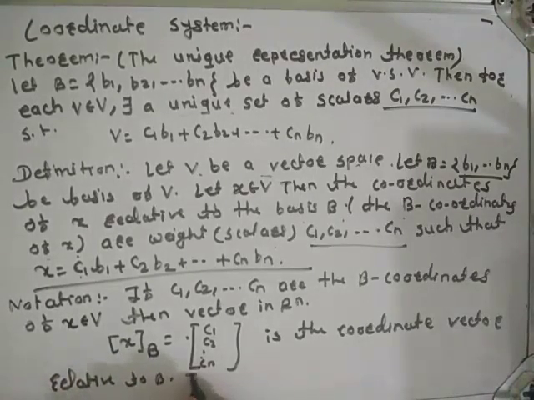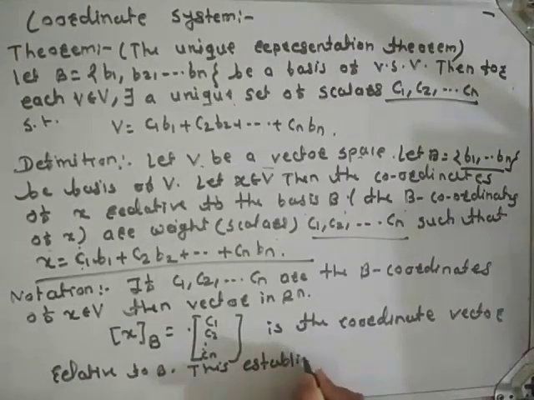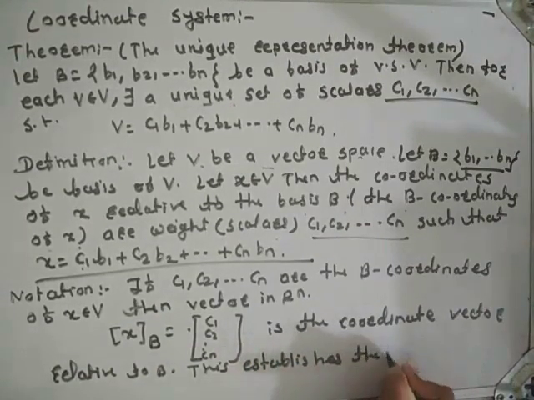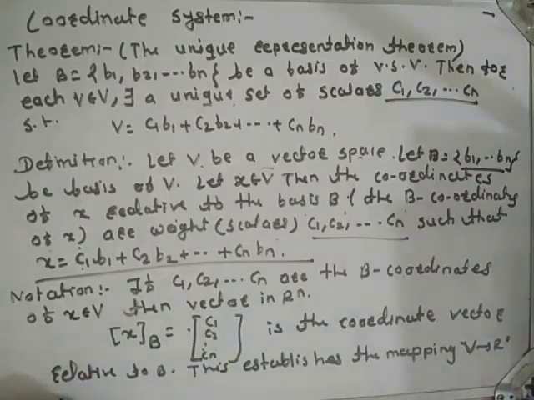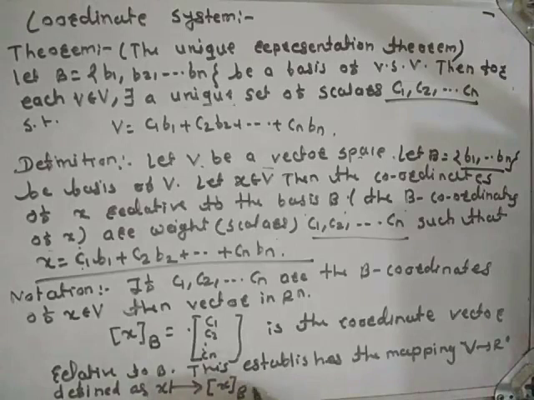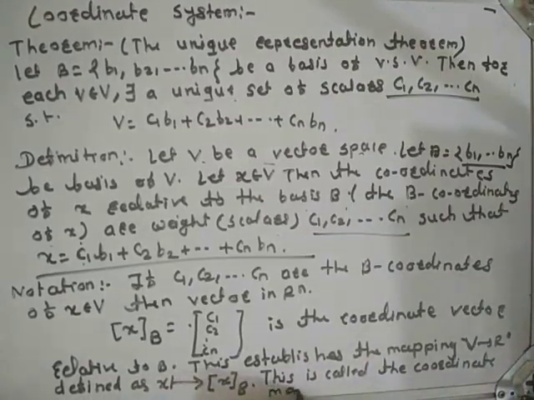This establishes the mapping from V to Rn defined as X maps to the coordinate vector of X relative to basis B. This is called the coordinate mapping. Okay.